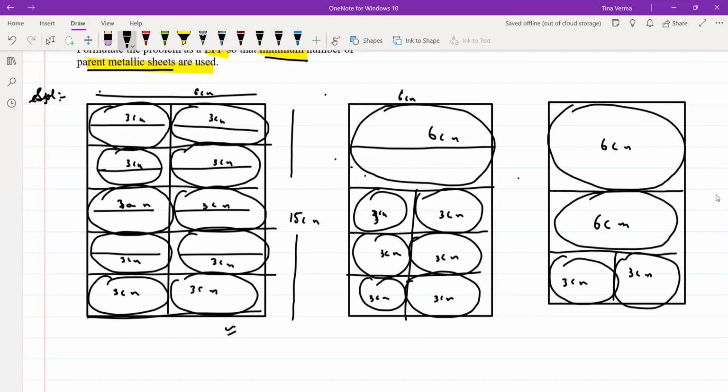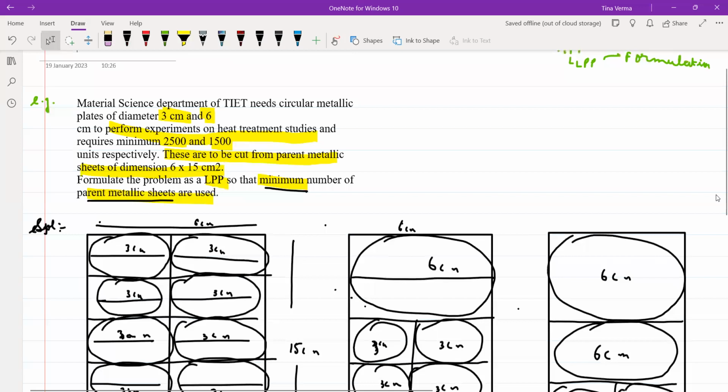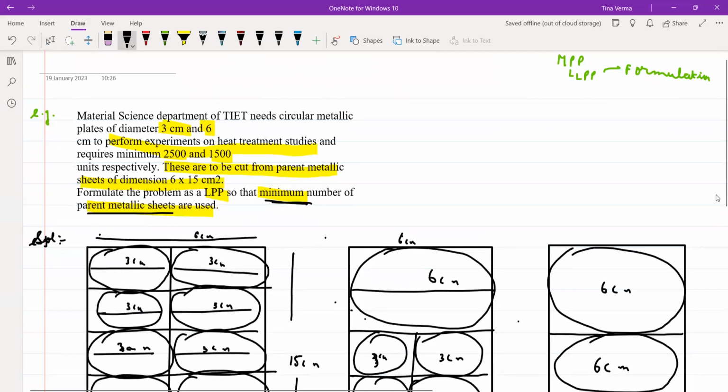जिसको मैं कैसे कट कर सकती हूँ कि मैंने सारी 3 सेंटीमीटर की प्लेट्स निकाली. One pattern I can cut that I have taken 6 centimeter and 6 plates of 3 centimeter. One pattern is that I have cut 2 circular plates of 6 centimeter and 2 circular plates of 3 centimeter. What was my objective? That I have to use minimum number of parent metallic sheets.